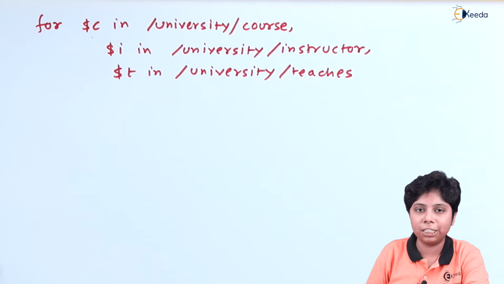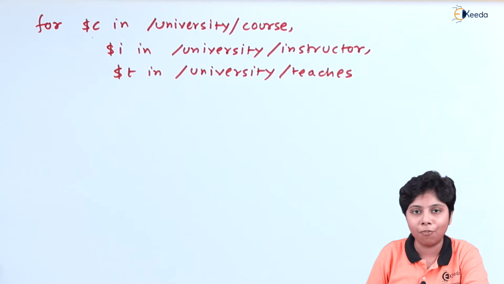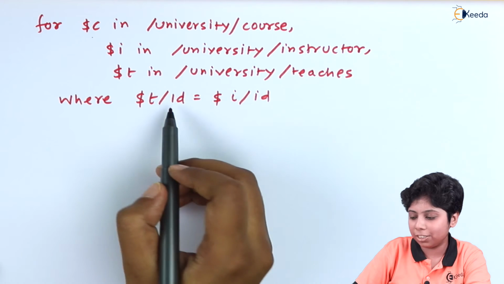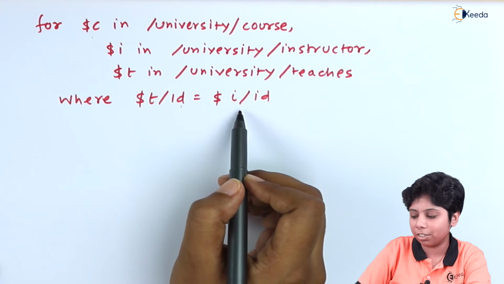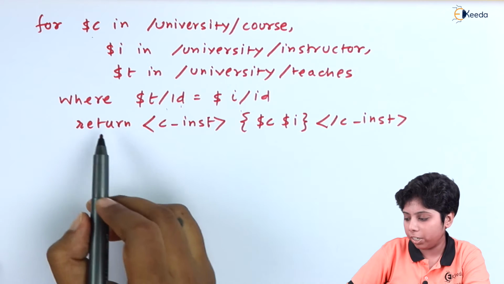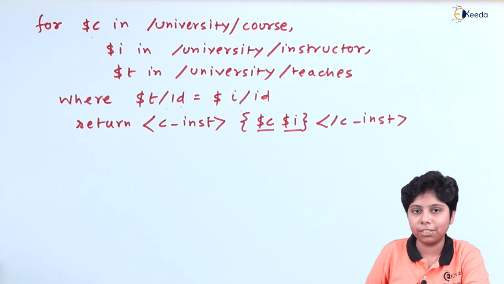Now there should be some conditions or predicates. We could have used the where clause for it. That means if the instructor's ID matches the teacher's ID, the particular instructor is teaching the particular course. Now for return, we are returning the course and the instructor that is related with the teaches relationship with the C in stack.